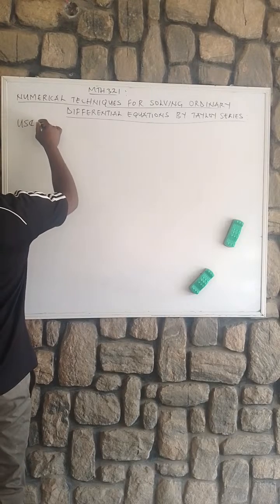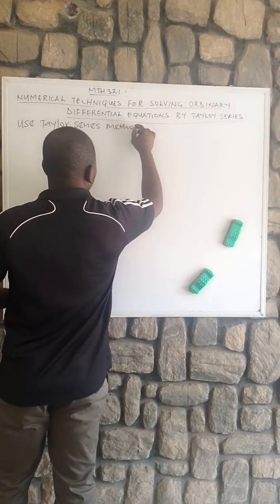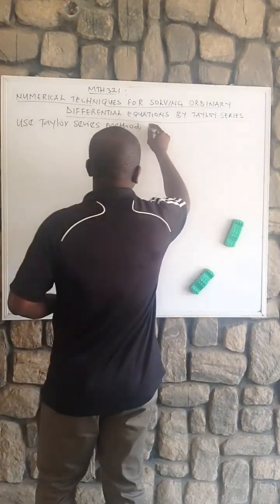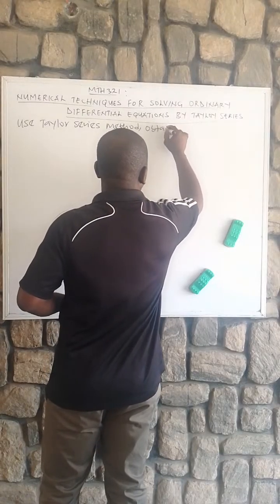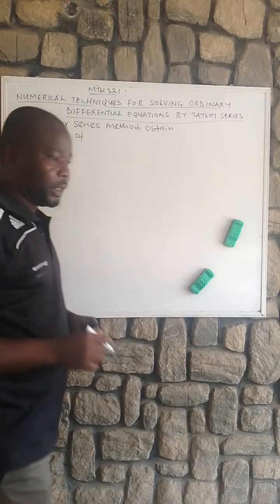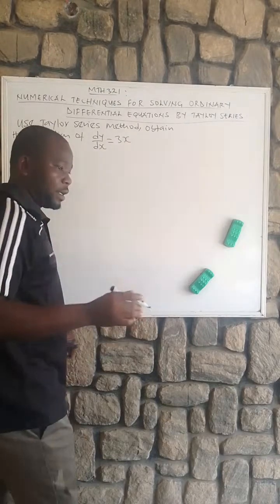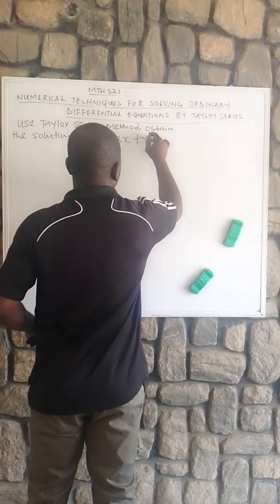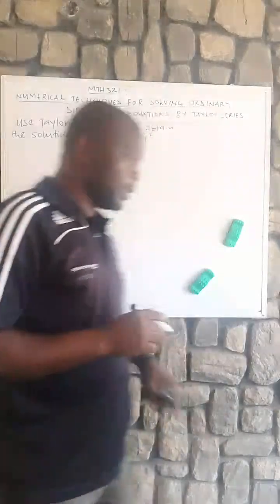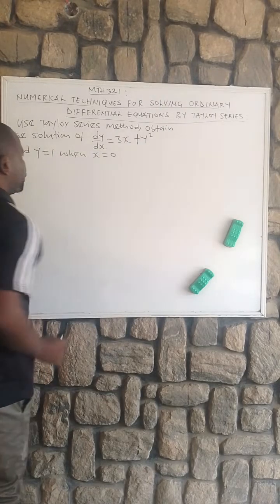Use Taylor series method. Obtain the solution of dy all over dx equals 3x plus y, and y equals 1 when x is equal to 0.